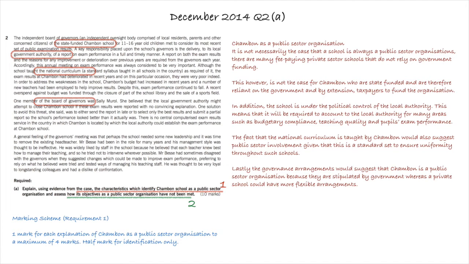So that's how we would approach part 1 of requirement A. And remember, we've only dealt with part 1 yet. We're only halfway through requirement A. We need to then look at part 2. So clearing this out and making it clear that we're looking at this part here, how the objectives of a public sector organisation have not been met.